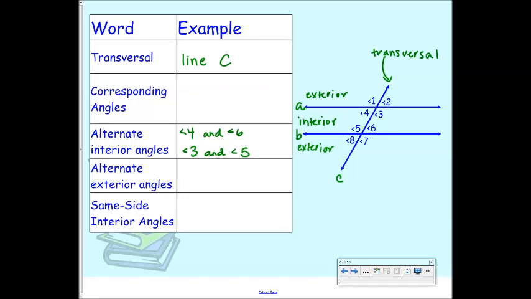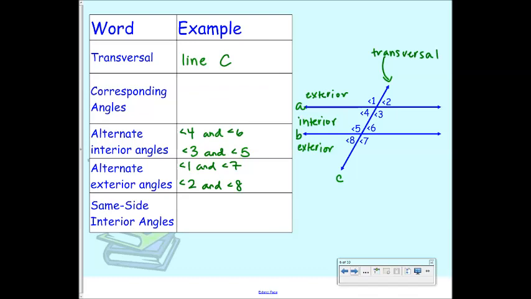All right, so then knowing that, what do you think my alternate exterior angles might be? 1 and 7. And angle 2 and 8. And how do you know that? Good. 1 is on which side? The left, so then the 7 would be the alternate exterior to that. And 2 is on the right, so the 8 would be the alternate exterior to that. And we're talking exterior because they're outside the sandwich.